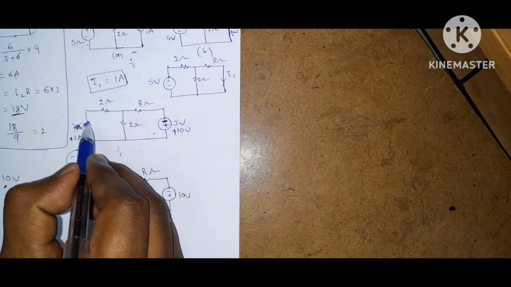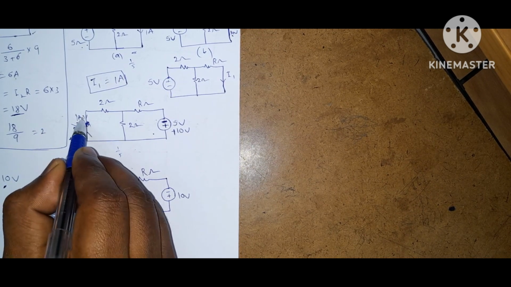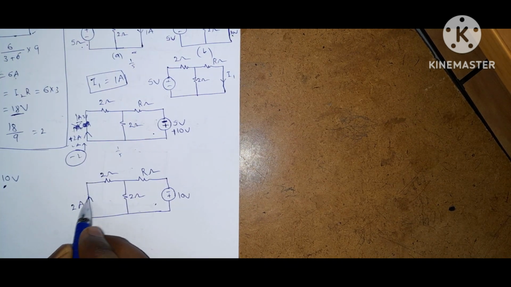See here, this is 1 amp. So if you multiply with minus 2, it is minus 2 amps. Minus 2 amps means the direction is reversed, so I take it like this.